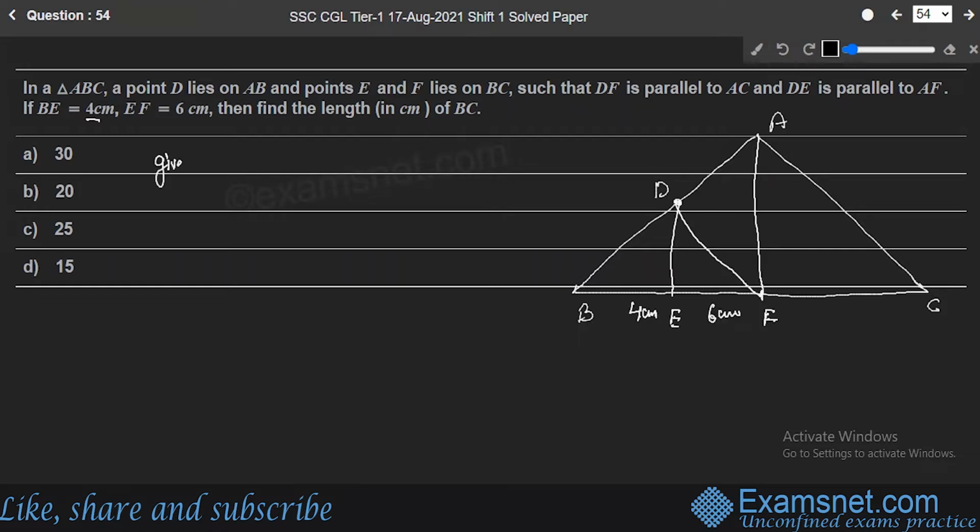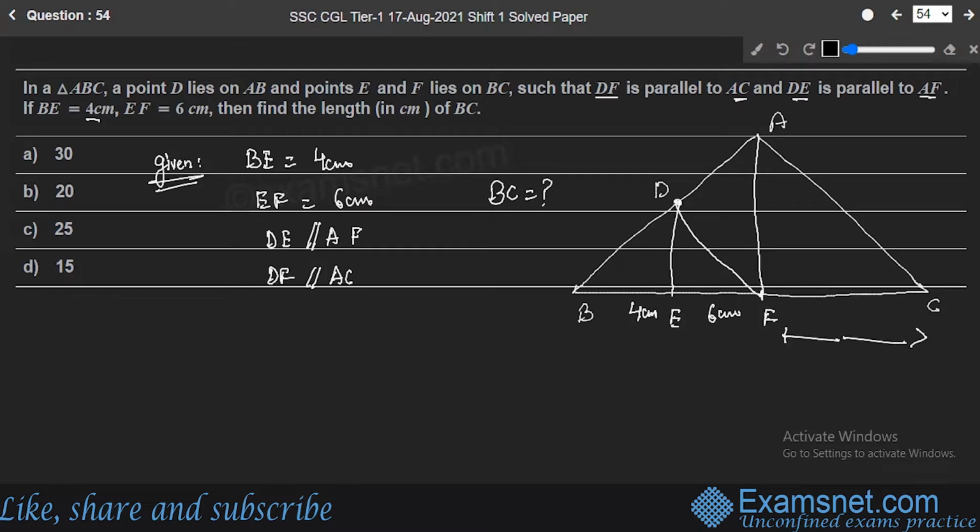Let's write down what things are given to us so that the picture will be clear. BE is equal to 4. EF is equal to 6 centimeters. Also, you are given that DE is parallel to AF and DF is parallel to AC. Now, you have to find out what BC is equal to. That means you need to find this FC. If you can find out this FC, then you can solve it.